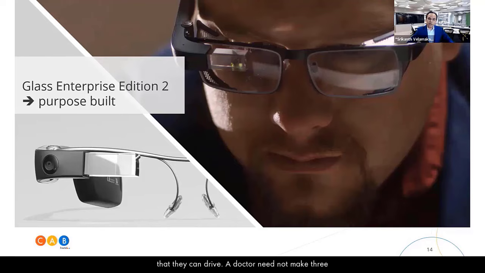A doctor need not make 3 or 4 hours of notes, but she or he can dictate notes to the glass. They can have a more meaningful conversation with the patient. And Google Glass is set up exactly to serve doctors and the patients where it is applicable. So great example of pivoting it into a more user-focused, decision backwards, more narrowly framed example. And that's what drove Google's success in Google Glass Enterprise Edition 2.